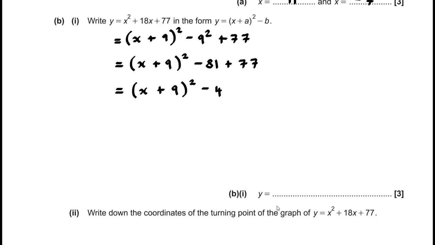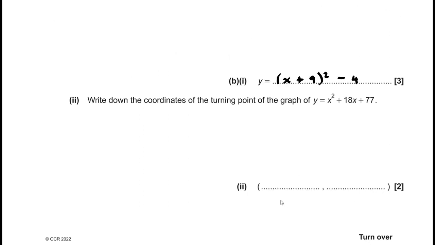So I've got y equals x plus 9 all squared, subtract 4. We now have to find the coordinates of the turning point. Well, the x coordinate of the turning point is negative 9 and the y coordinate is negative 4.